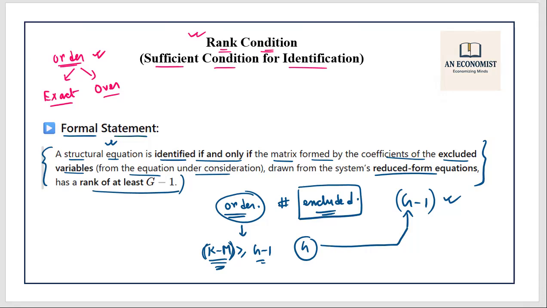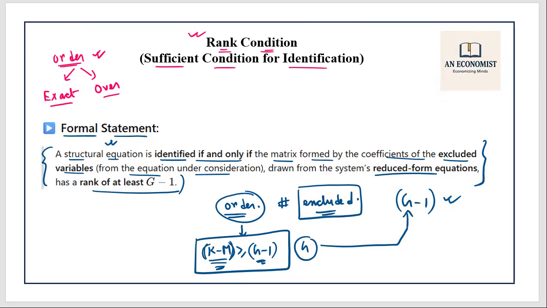That has to be greater than or equal to G minus 1, which is the total number of endogenous variables minus 1, because one variable is included in the particular equation that we are talking about, right? So the first condition, which is the necessary condition, deals with whether there exists a sufficient number of exogenous instruments or not. Please remember this thing.